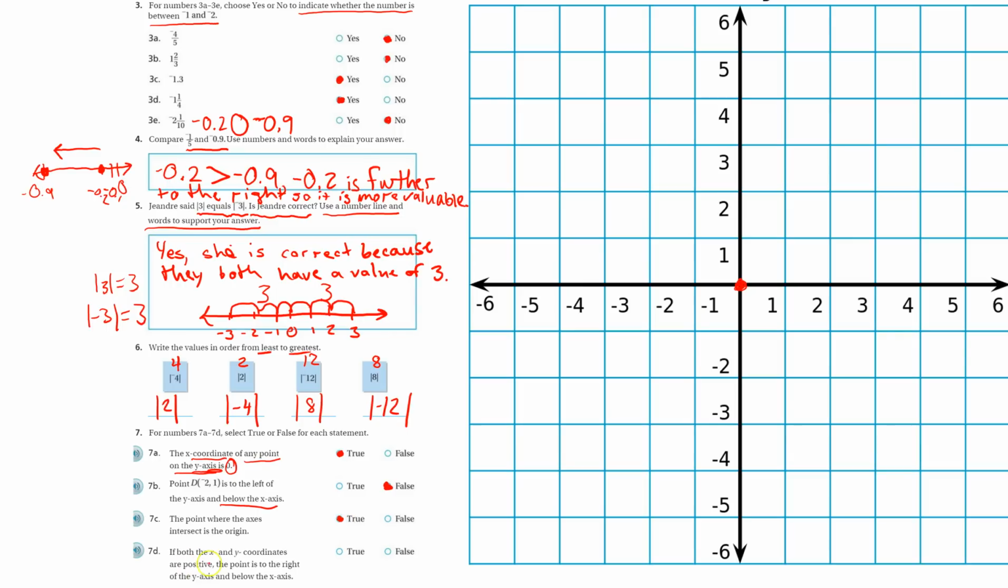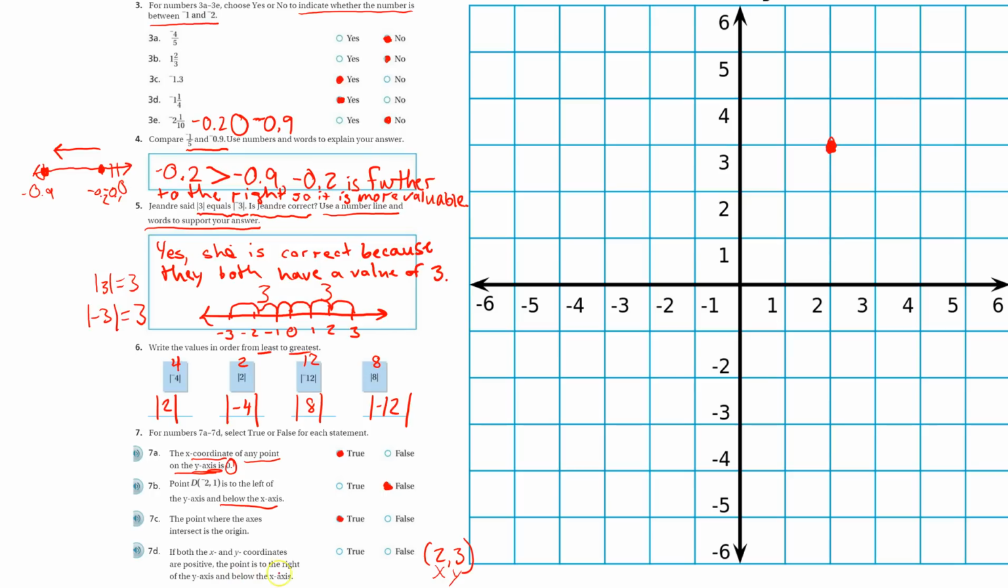And then next one, if both the x and y coordinates are positive, the point is to the right of the y-axis and below the x-axis. So if they're both positive, we can think of any number we want as long as they're both positive. I'm going to say the point 2, 3. Both the x and the y are positive. 2 is positive, 3 is positive. And let me graph that point. Over 2, up 3. Oops, right there.